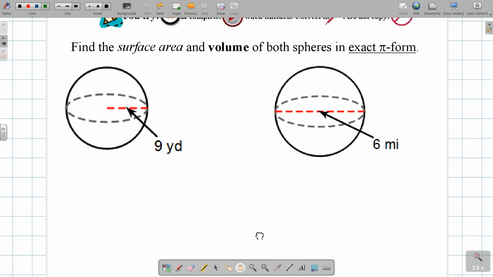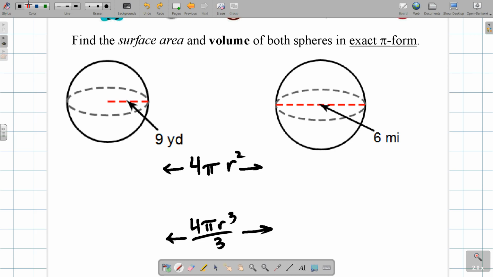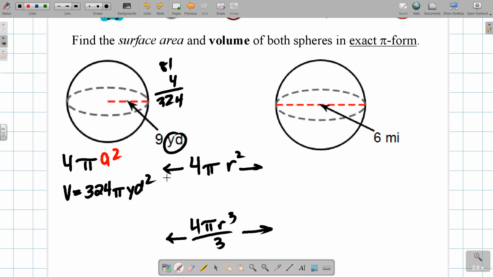Okay, let's restart. We're going to find the surface area and volume in exact pi form. Let me write the equation for each. This is 4 pi r squared is surface area. And then 4 pi r cubed over 3 is your volume. So this one is simply 4 pi 9 squared. So it's 4 times 81. Surface area is 324 pi yards squared.